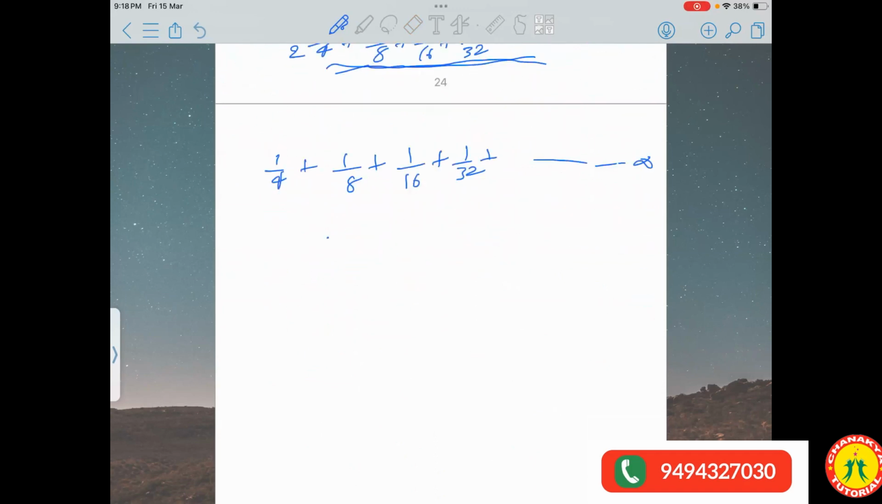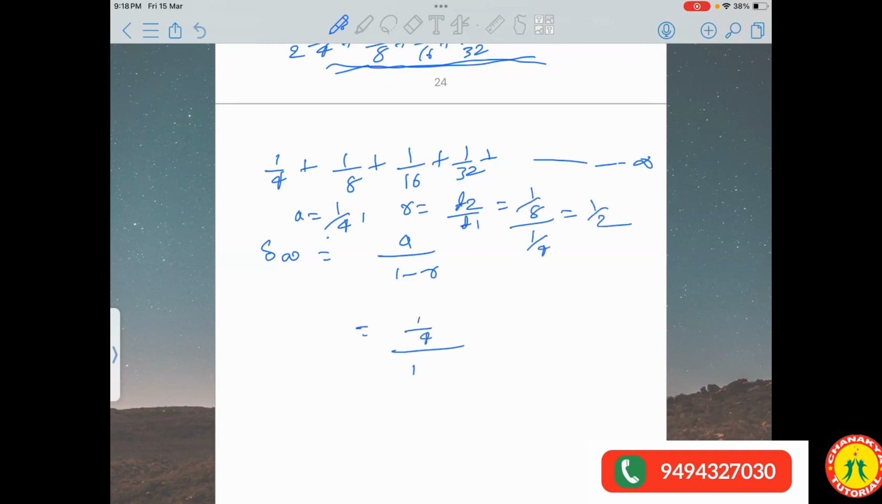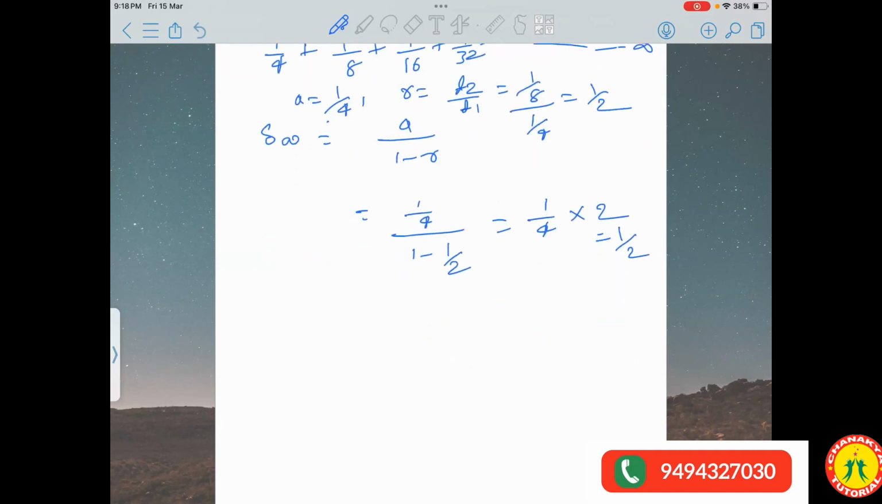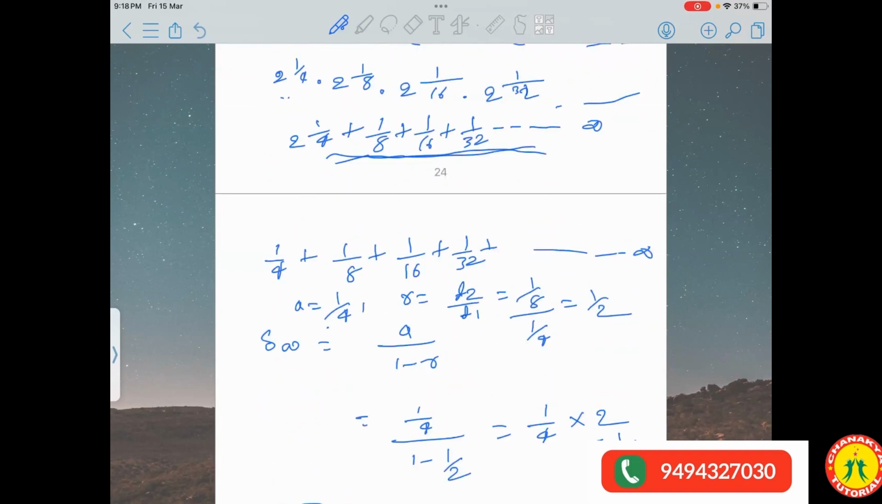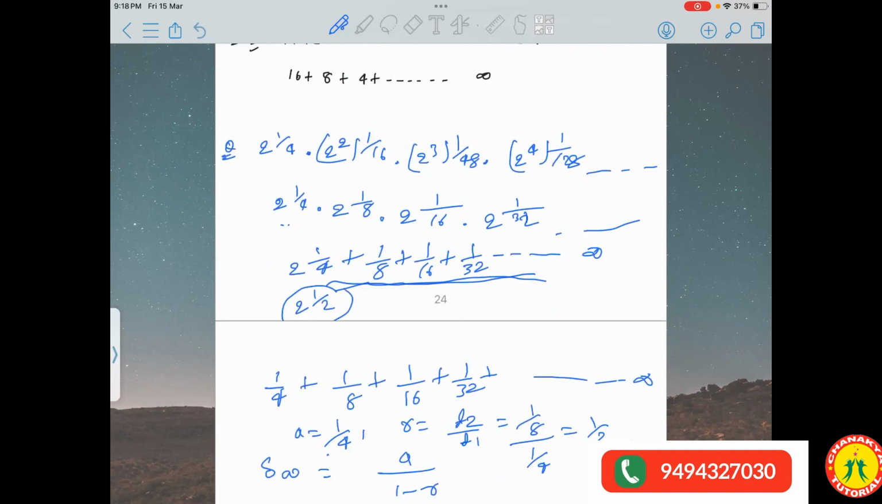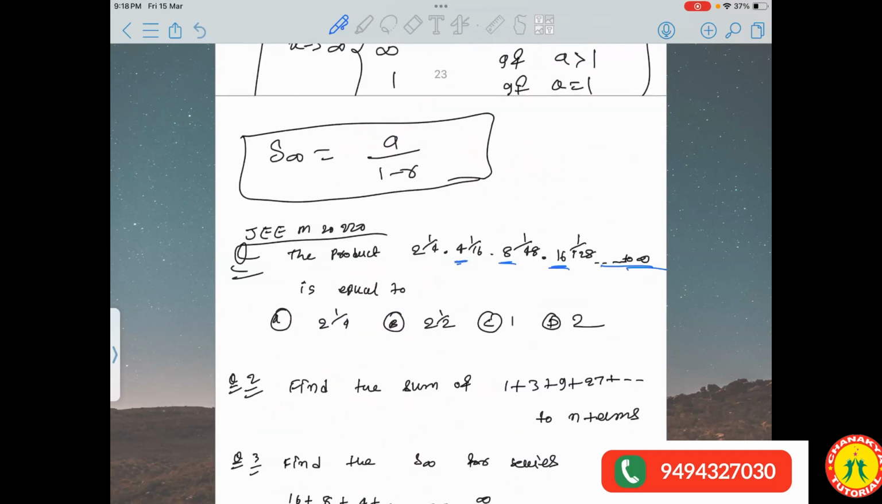So what is S infinity? S infinity is A upon 1 minus R. A is the first term, 1 by 4. R is equal to T2 upon T1. T2 is 1 by 8 upon 1 by 4, that is 1 by 2. So S infinity is 1 by 4 upon 1 minus 1 by 2, that is 1 by 4 into 2, that is 1 by 2. So S infinity is 1 by 2, and 2 power 1 by 2 is the final answer. So which option? Option B is correct.